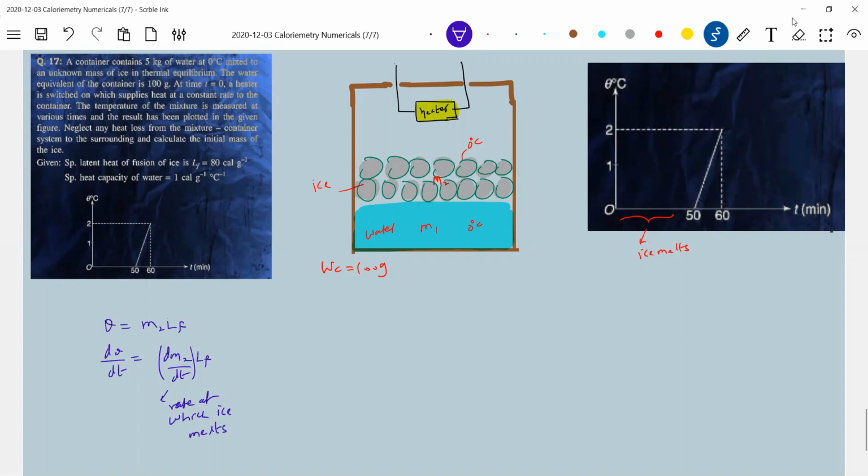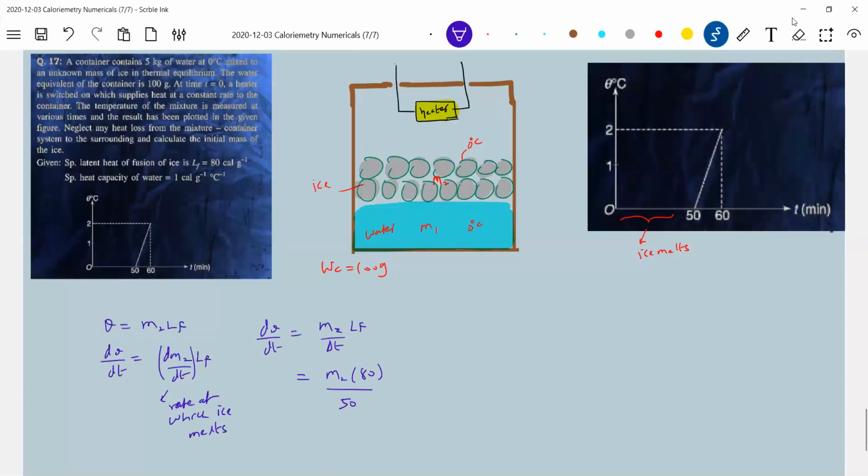So what is the time? We know LF. So mass of ice, we don't know that one. Therefore here dQ by dt, I don't know the mass of ice. So this dm2, I'll write it as m2 delta t into LF. What is m2? We don't know. LF is 80. Now what is the time interval? 50 minutes.